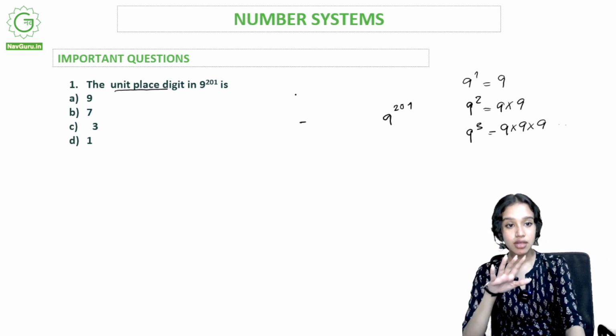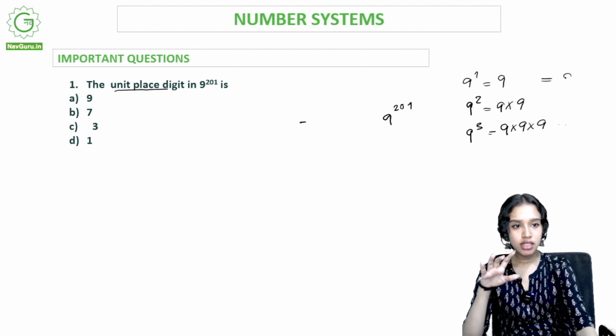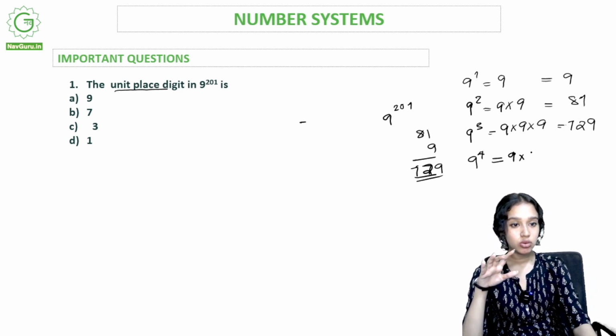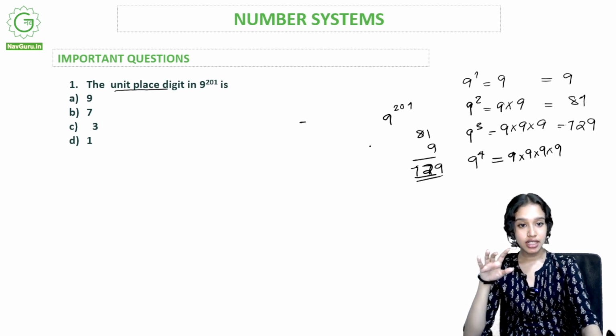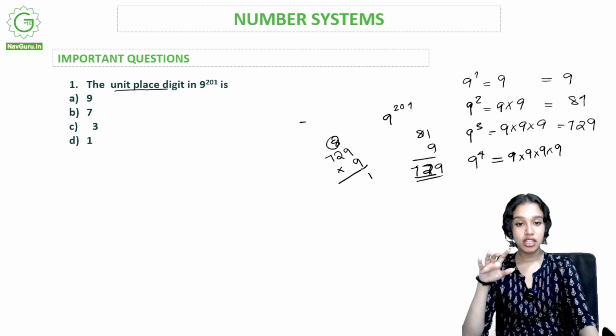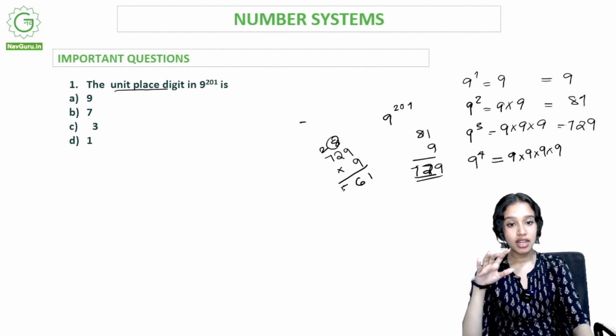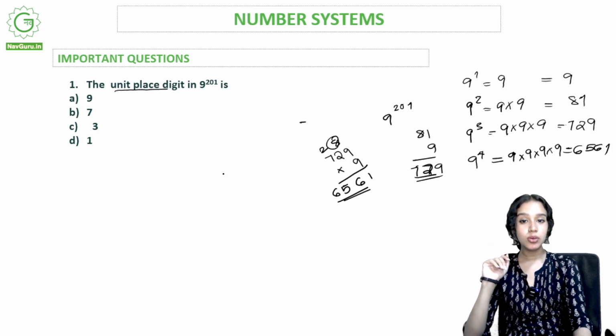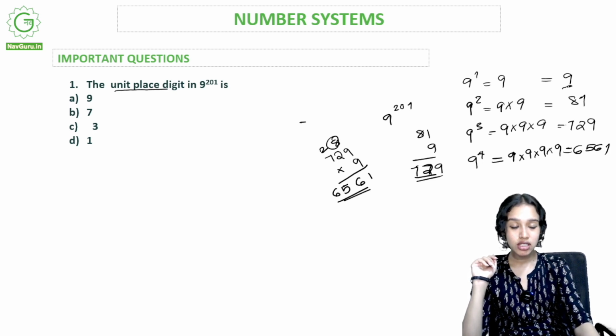So first of all, we'll go and see the pattern of how this is going. 9 raised to 1 is 9. 9 raised to 2 is 81. 9 raised to 3 is 81 into 9, 729. 9 raised to 4 is 9 into 9 into 9 into 9. So that is 729 into 9, which is 6561.